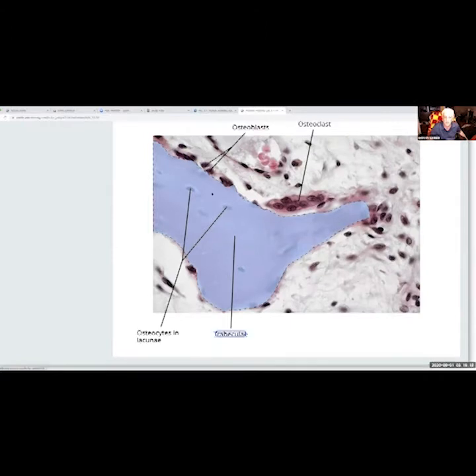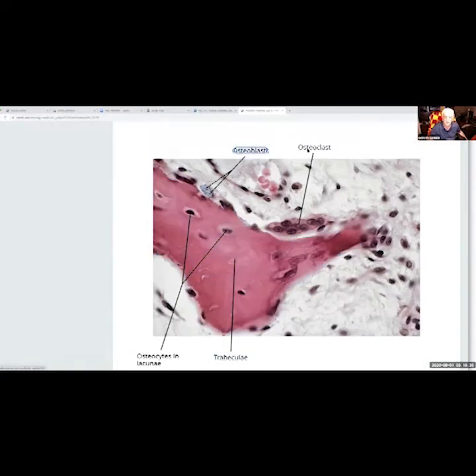These are your osteoblasts right here. And that's one thing that is similar. There's a couple of things that are similar we'll go over, but one of the big similarities between cartilage and bone is lacunae. Lacunae are just spaces, little depressions in the bone where the cells live. Osteoblasts for bone, chondroblasts for cartilage.